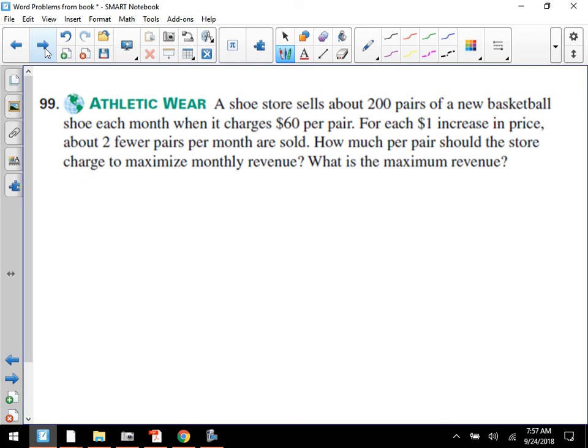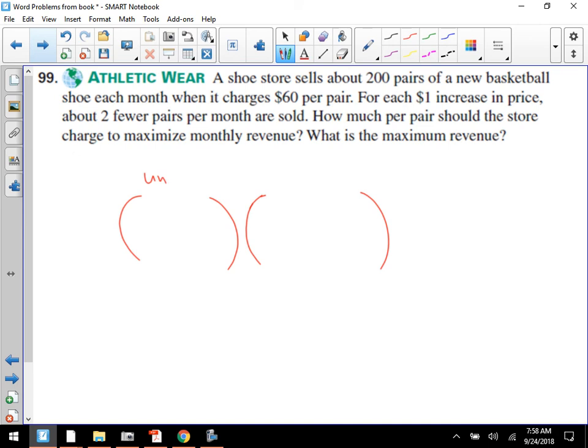Maximizing monthly revenue. So you have a revenue, you have a cost, and a unit. You have units, like how many shoes you're selling, and you have a cost. Dead giveaway. It's going to look like this. We have units and a price. What I mean by units is how many they're selling. What I mean by price is what does it cost? What are they charging? That kind of idea.